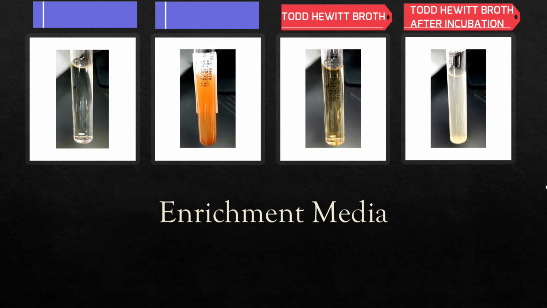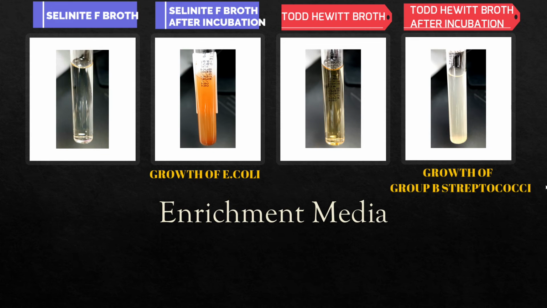Here you can see four tubes. These are enrichment media. The first one is selenite F broth, which is used for stool specimens. The second tube, with an orangish color, is selenite F broth after overnight incubation. The third one is Todd-Hewitt broth, which is an enrichment medium for group B streptococci. The fourth one is also Todd-Hewitt broth, but after overnight incubation.